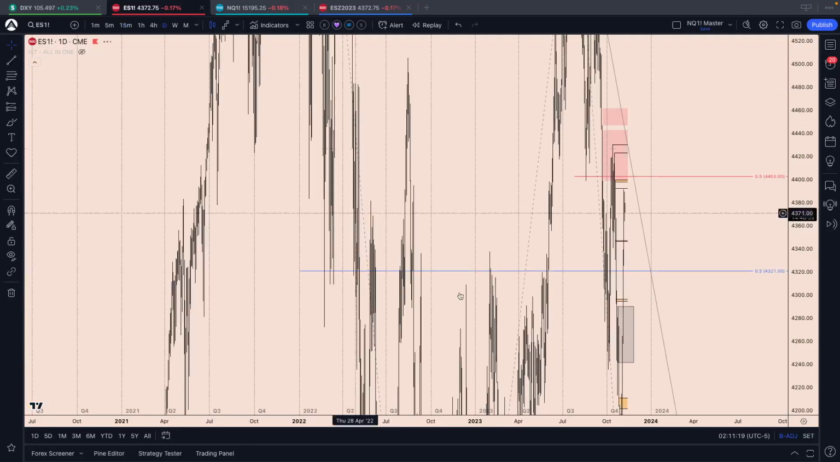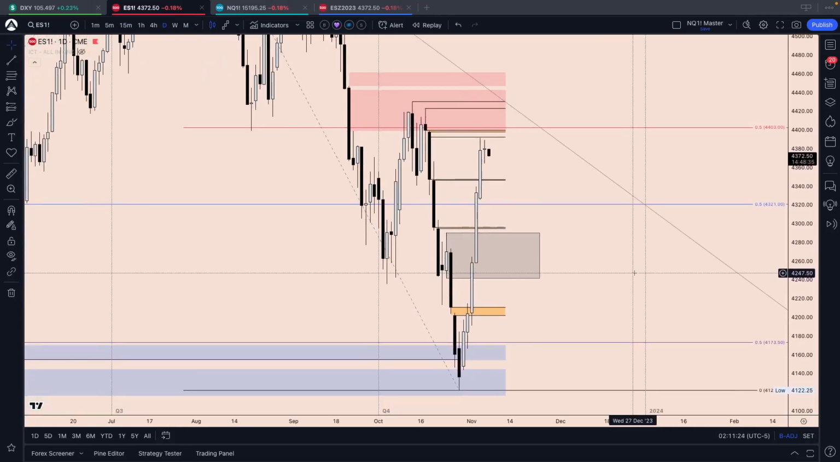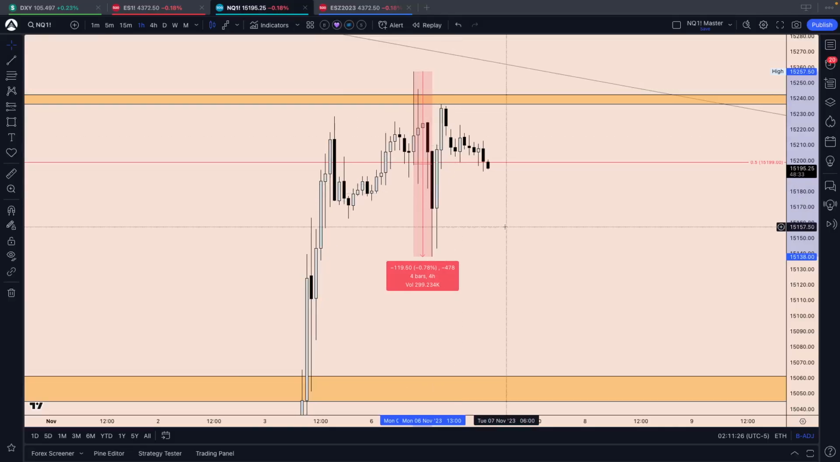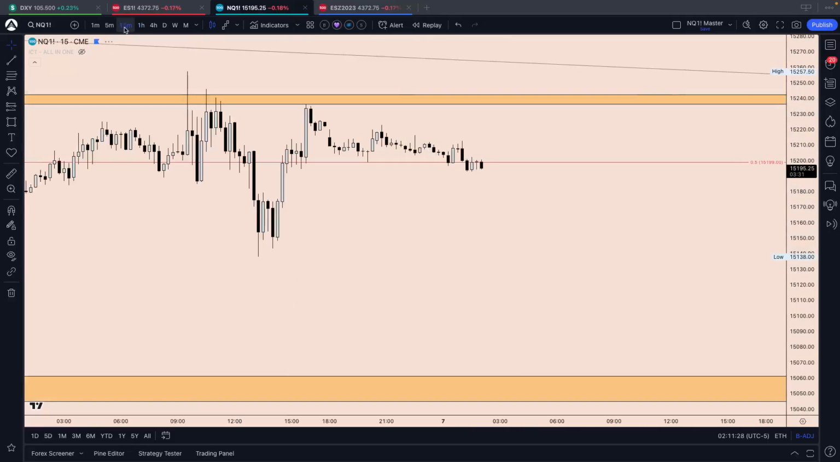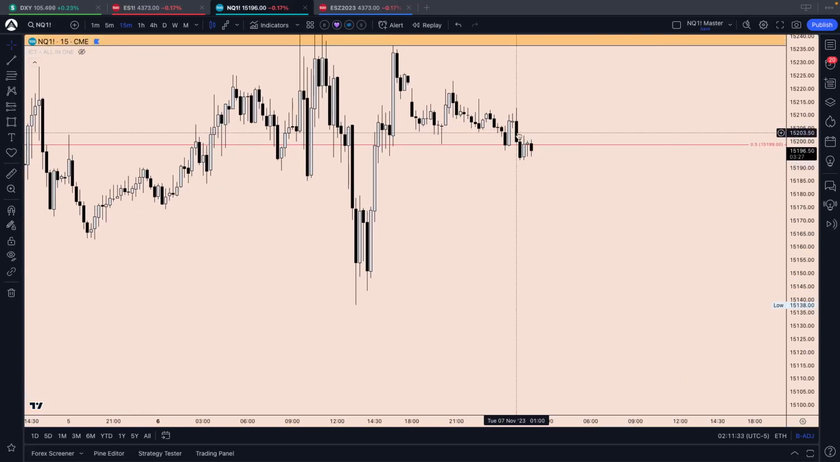Go to the daily here. Keep an eye on all that. In NQ, we're going to watch it on the 15. On NQ, we actually have a bearish fair value gap here.